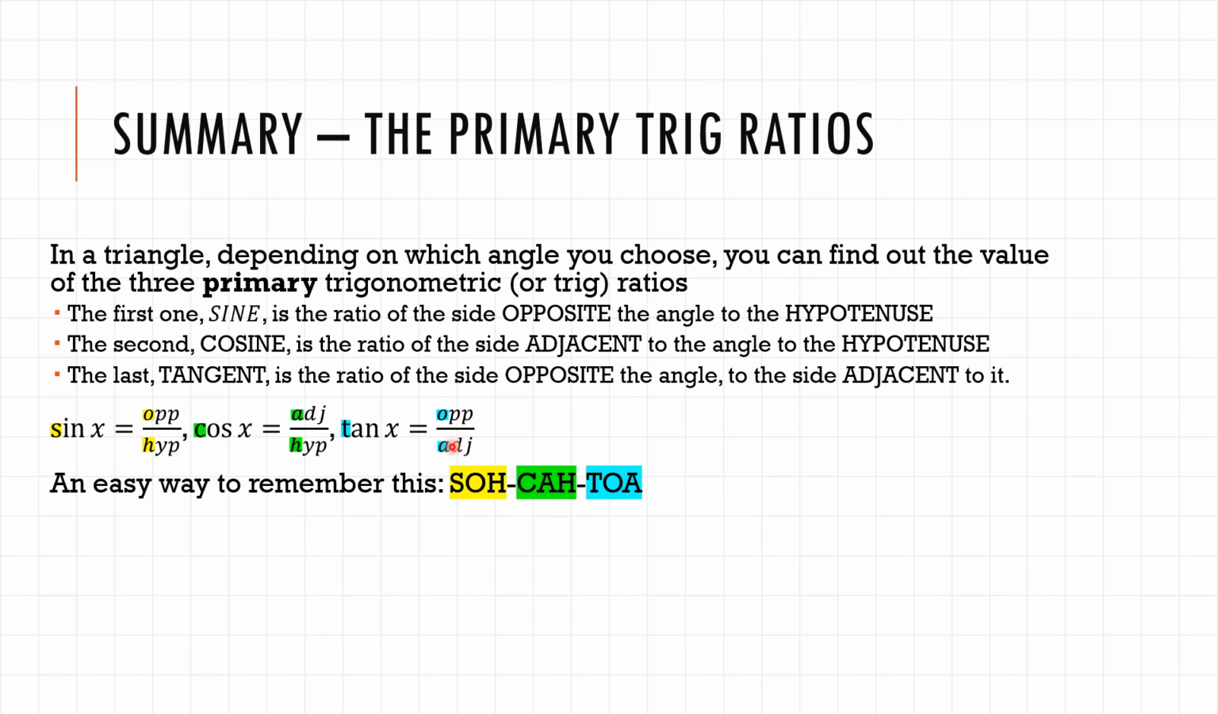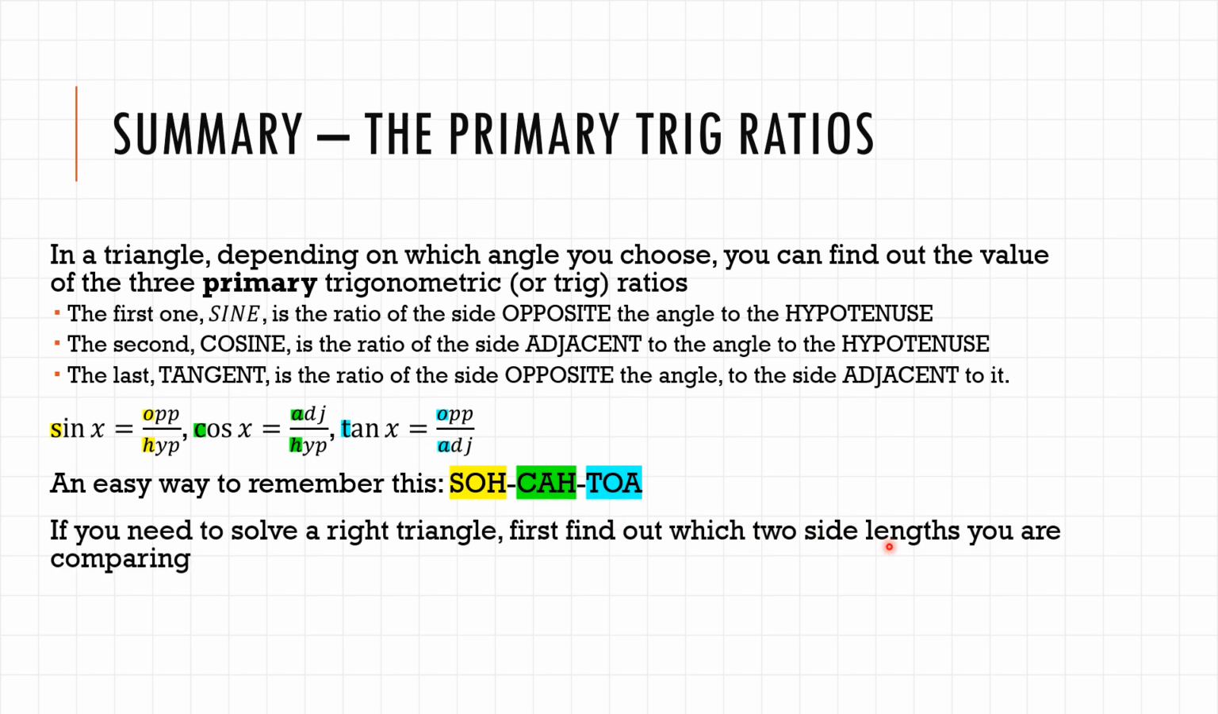If you ever want to solve a right triangle, you just need to find out which two side lengths you are comparing, and then use SOHCAHTOA to choose an equation and then solve for your unknown variable.